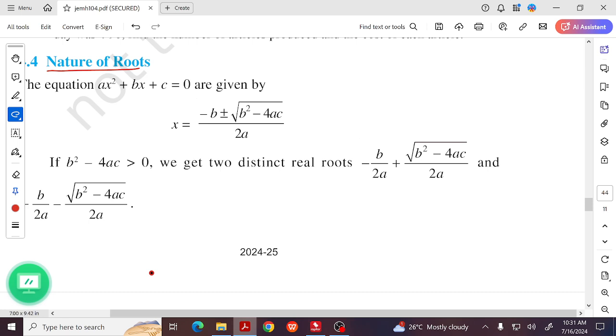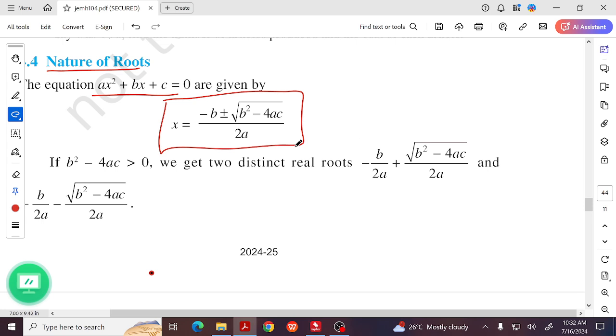The standard form is ax square plus bx plus c. A is the coefficient of x square, b is the coefficient of x, and c is the constant. Those values we apply here in minus b plus or minus square root of b square minus 4ac, whole divided by 2a. But I'm not going to use this formula here because we are not going to solve the equation. If you want to solve, you can use this, and you will get the same answer you got through factorization. I will teach you with this formula also.